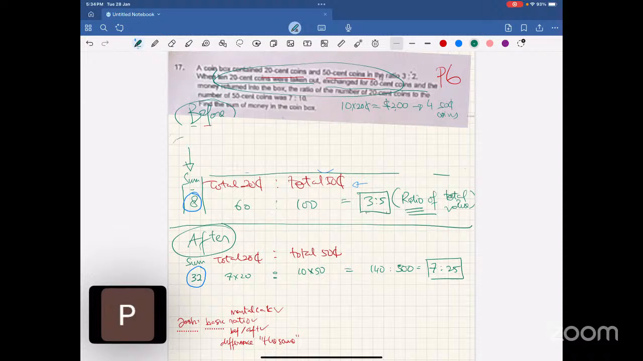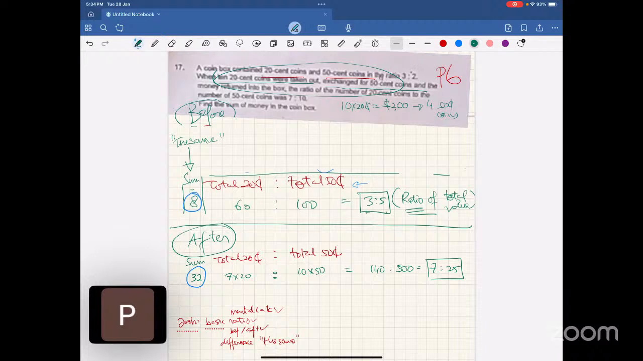The same, not the difference. I have to explain to you a little bit more. Don't you see, Joshua? The sum is the same. Look. The 20 cent is taken out, exchanged, and then put back into the box.